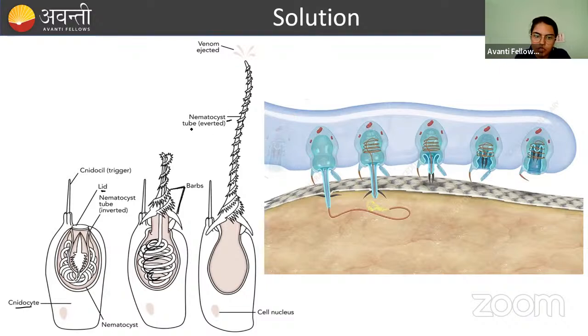So this is the nematocyst tube. It everts completely, meaning it comes out. Once it everts, venom is released. Here it shows the venom; the venom will be ejected. So this is how it will sting the predator.